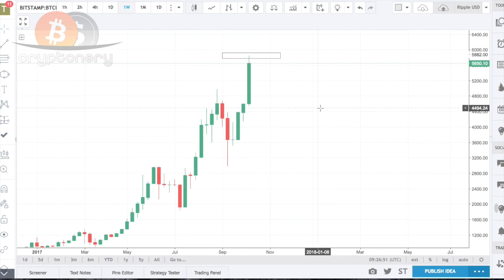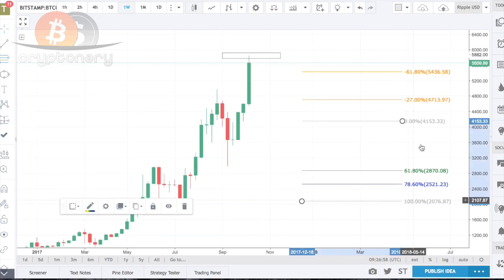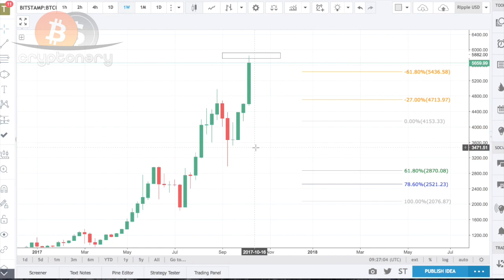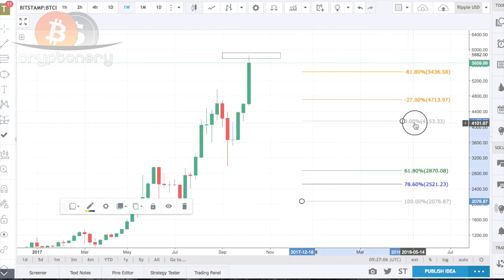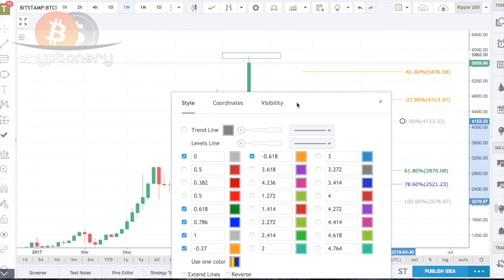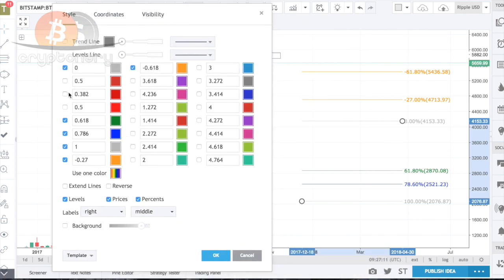This is a very, very simple tool. But with the Forex side of this, you will know that when you use the Fibonacci tool, you do have the 38.2 and the 50% as well. Now what you will notice with mine is I've actually completely got rid of those levels. I've done that by simply going to style. 0.382 and the 0.5 have been removed. And that's because these levels do not work with cryptocurrencies.